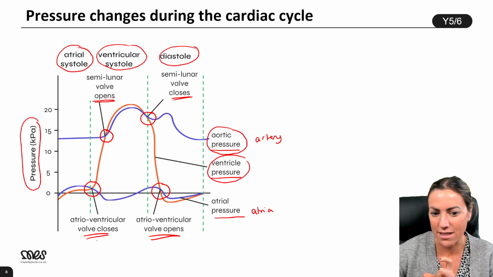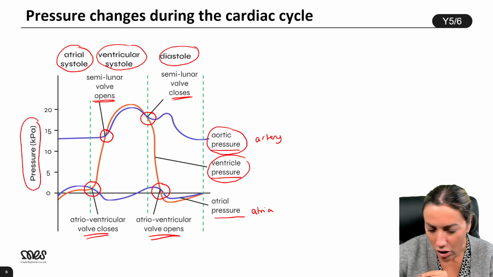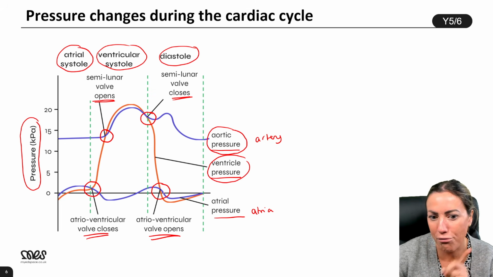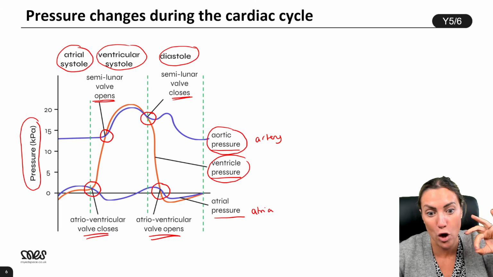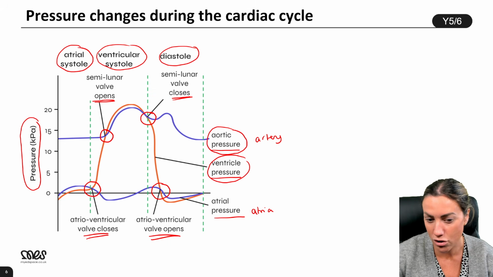Make that comparison, okay? Because, for example, here, I'm looking at the lines and I'm thinking, right, the pressure in the atrium is higher. It's just gone higher than the pressure in the ventricle. I can then picture that on the heart and think, right, that's going to force the AV valve open, and that means blood is going to move from the atrium into the ventricle.